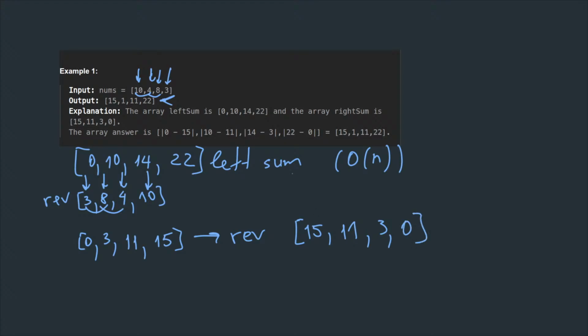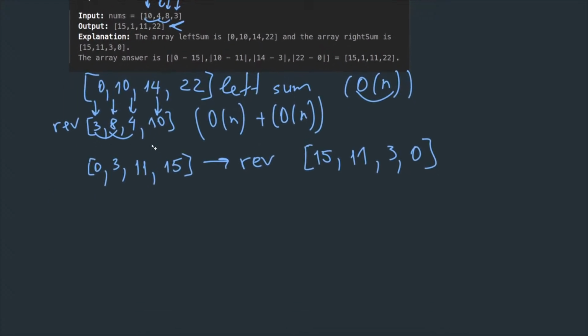So let's compare with the results. 15, 11, 3, and 0. Okay, that's cool. So the reversion is O of n, and we do another O of n for this operation. And then for the output, what we'll need to do is modulo, so it will be like left. Okay, so we have this left.